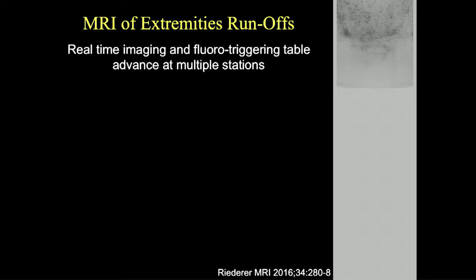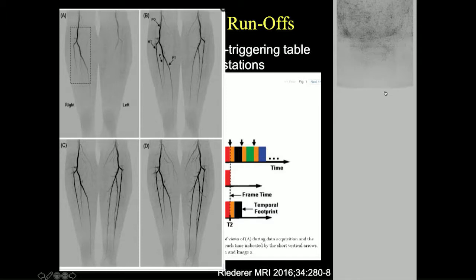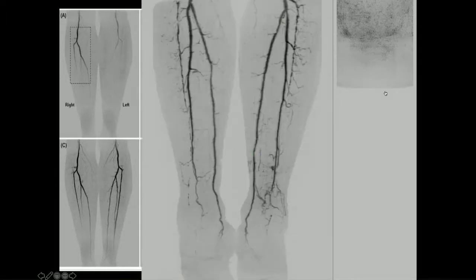Now, no discussion of contrast would be complete without this spectacular image from Steve Reeder. This is the one that also, yeah, it doesn't work. Okay, well, we'll skip over that. He starts at his first station and does time-resolved MRA at the first station and reconstructs on the fly, and when he sees the contrast arriving, then he moves down to the next station and so on. And for this, he used his CAPR technique, getting super high resolution all the way down to the calf station.